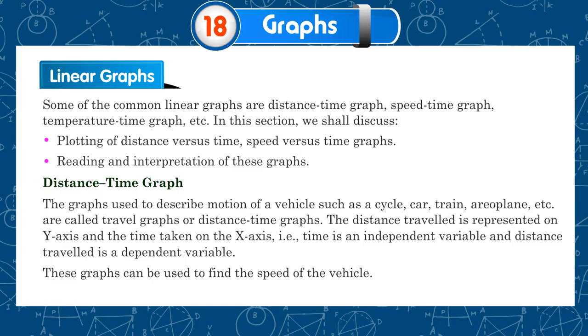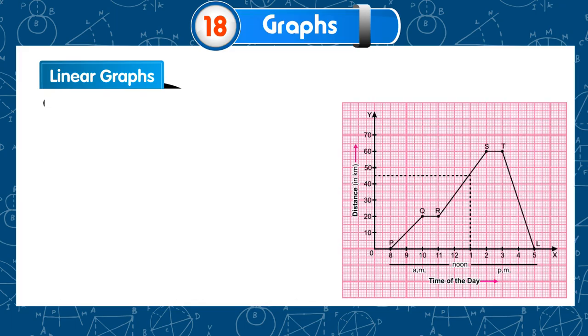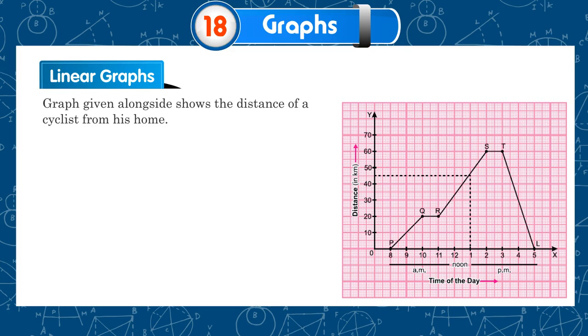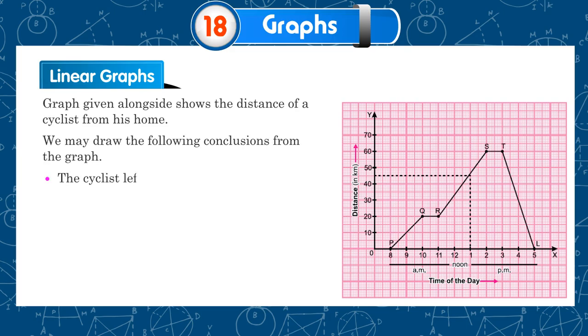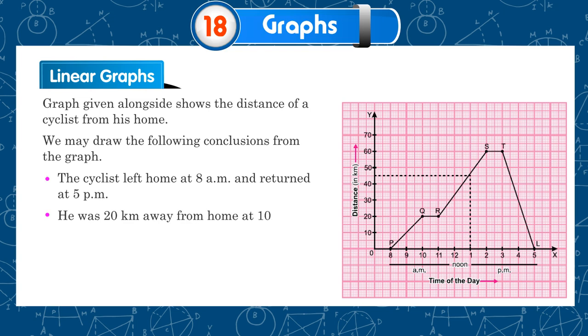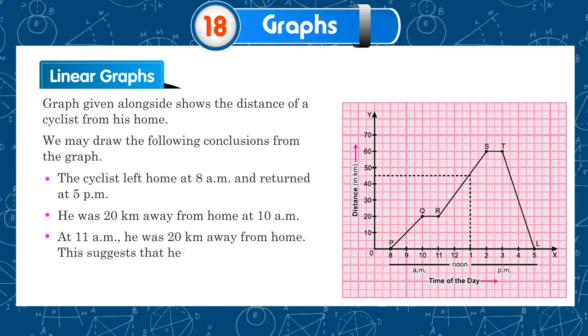Let's take an example to understand the topic further. The graph given alongside shows the distance of a cyclist from his home. We may draw the following conclusions from the graph. The cyclist left home at 8 a.m. and returned at 5 p.m. He was 20 km away from home at 10 a.m. At 11 a.m., he was 20 km away from home. This suggests that he took a rest between 10 and 11 a.m. At 1 p.m., he was 45 km away from his home.